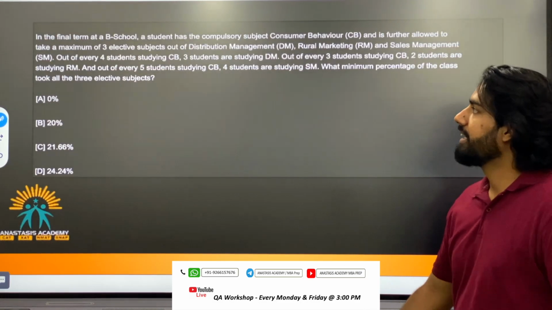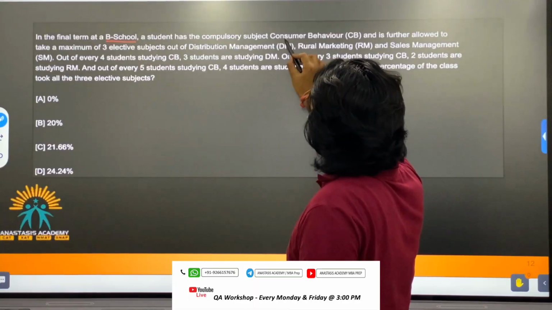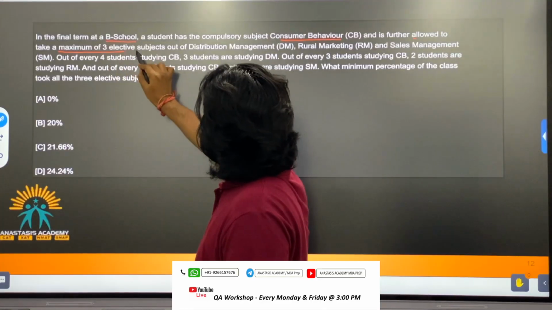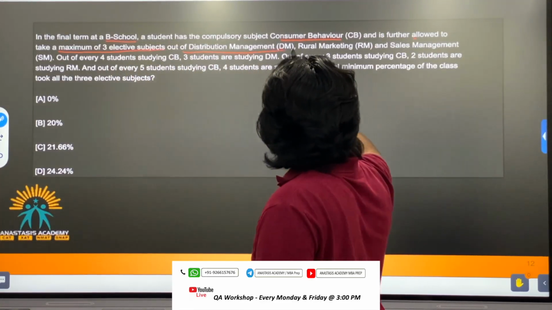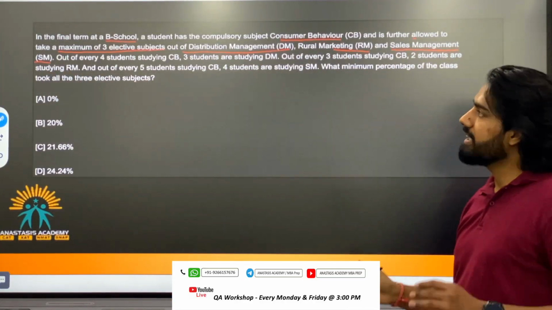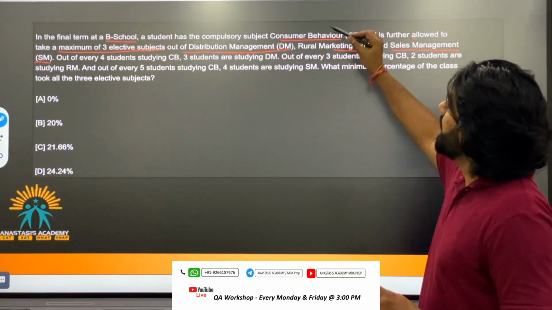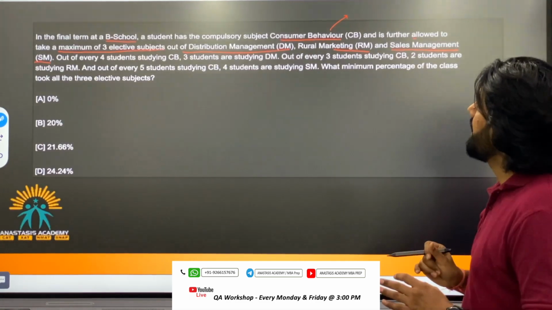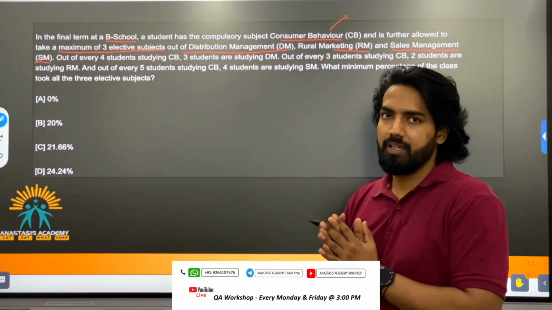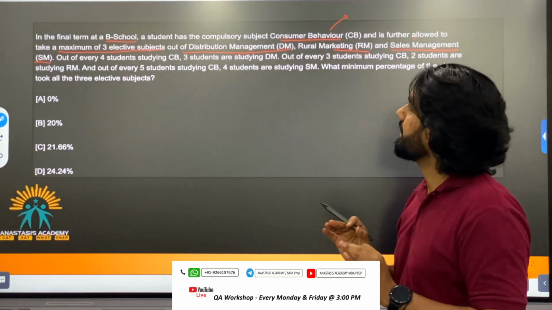This question: in the final term at B school, a student has the compulsory subject consumer behavior and is further allowed to take a maximum of 3 elective subjects out of distribution management, rural management and sales management. So it's a final term at B school. A student has to compulsorily choose this subject, consumer behavior, and is further allowed to take a maximum of 3 electives. He can have only 1 elective, or 2 electives, or all 3 electives.